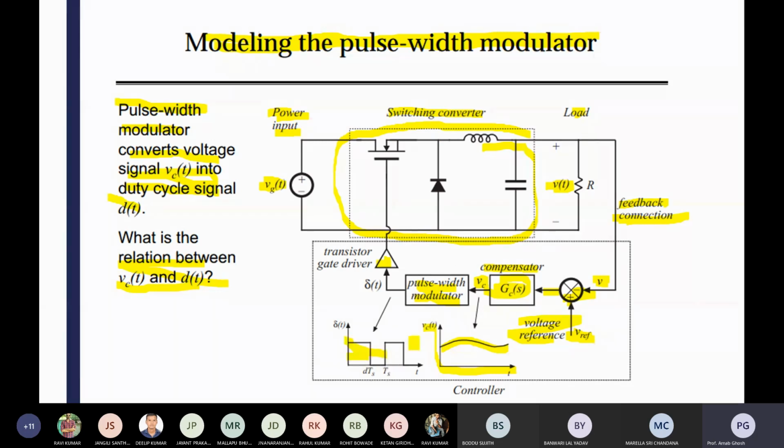From that PWM, there is a driver circuit, a transistor driver circuit, for a field effect transistor or a current controlled transistor, BJT or MOSFET, both are possible. The driver circuit can amplify the current strength for a BJT, or if it is a MOSFET, it can limit the current value, and finally you can feed the pulse to the switching converter.